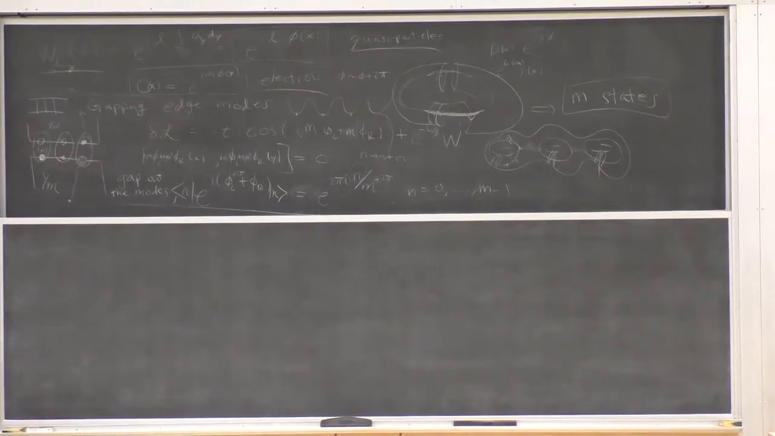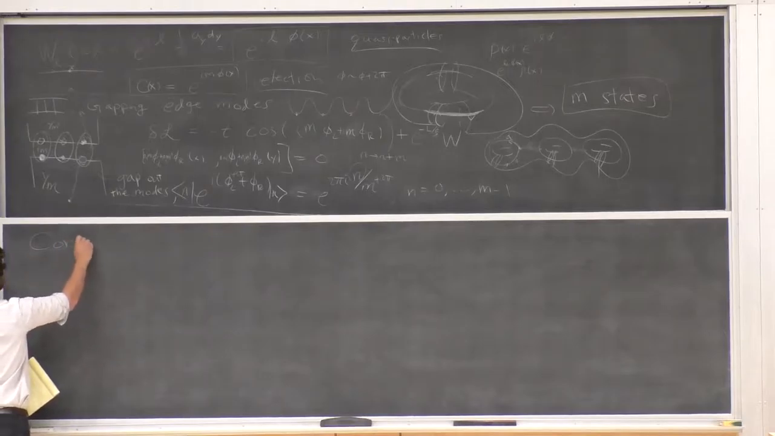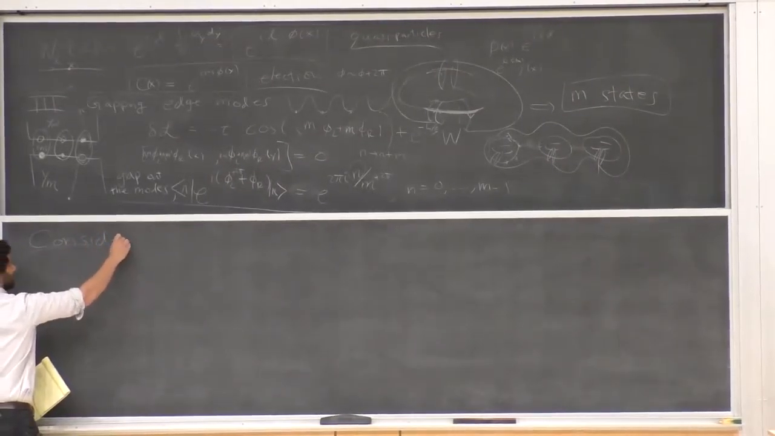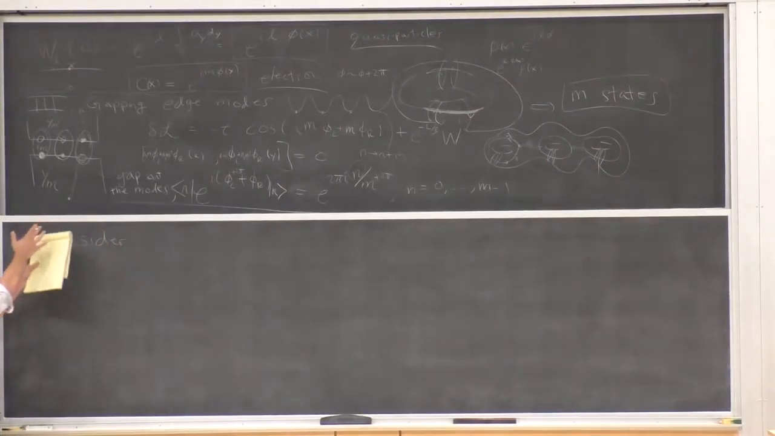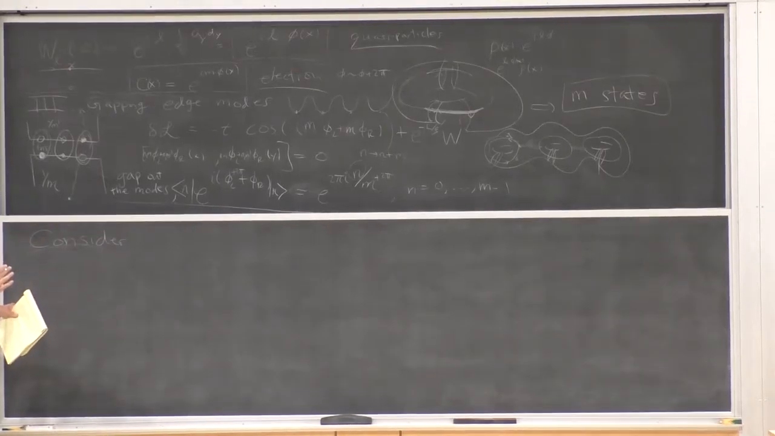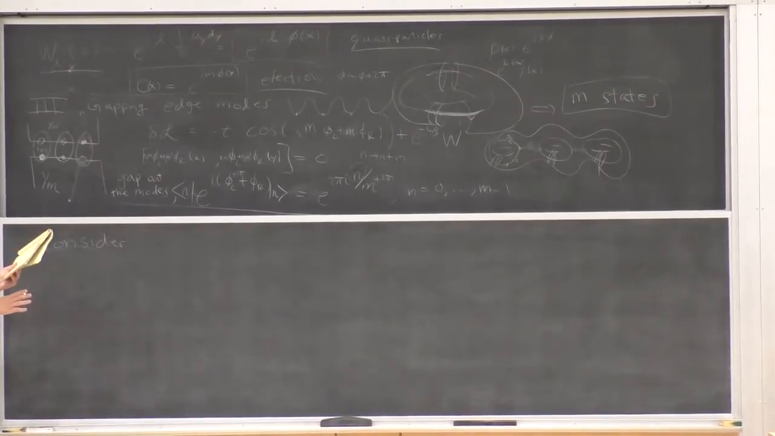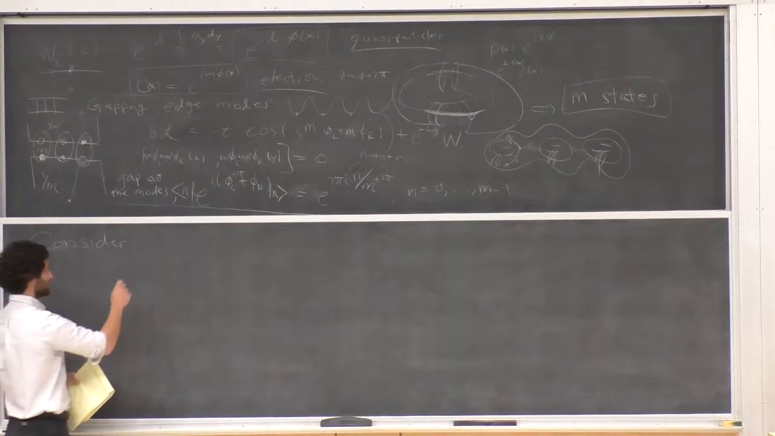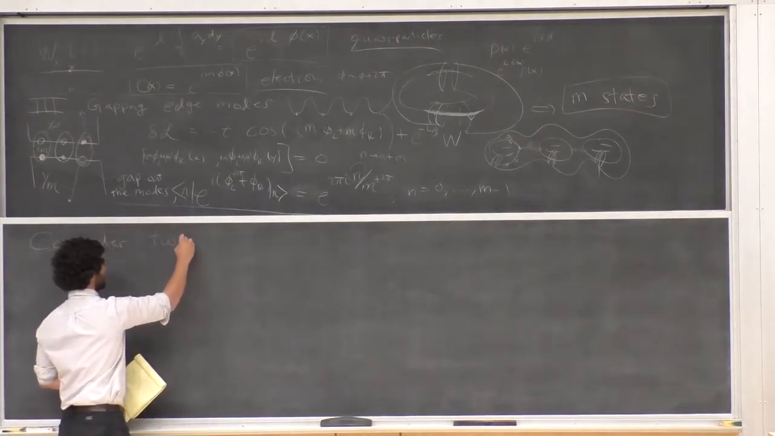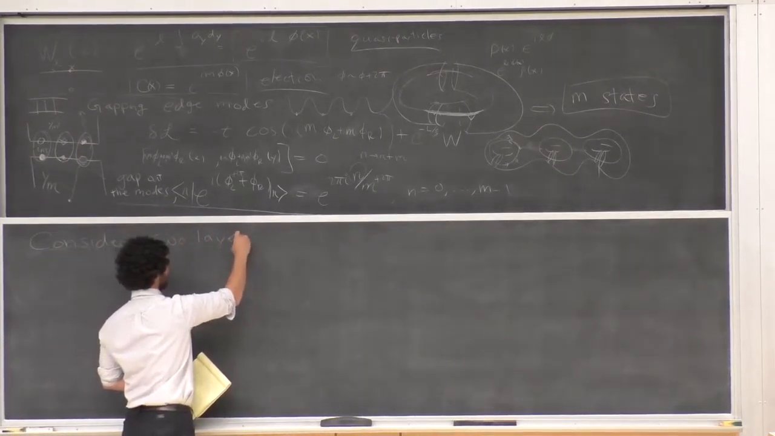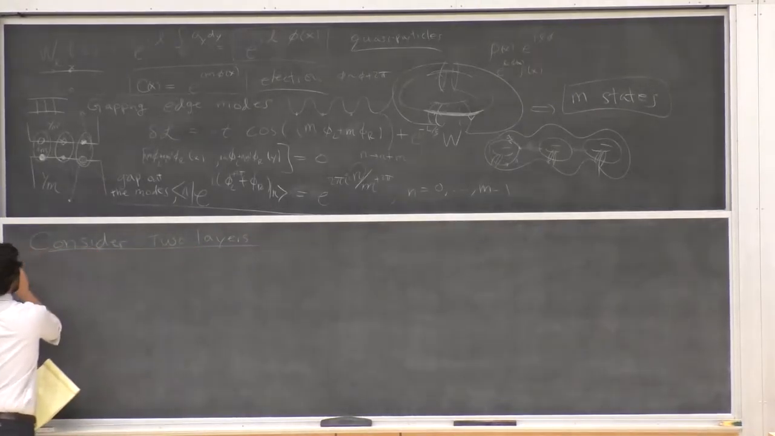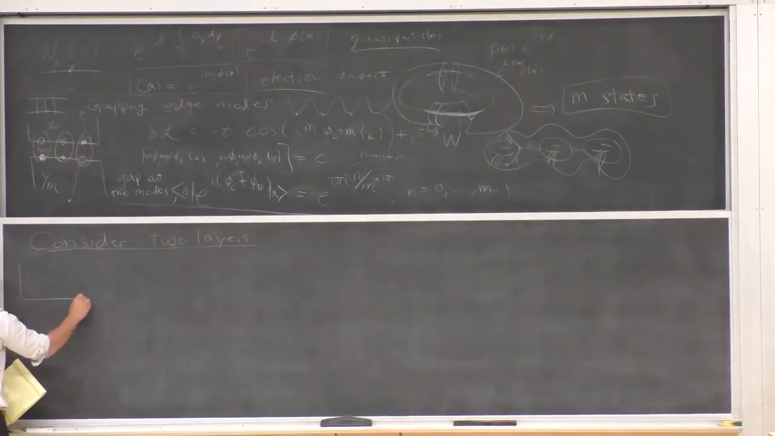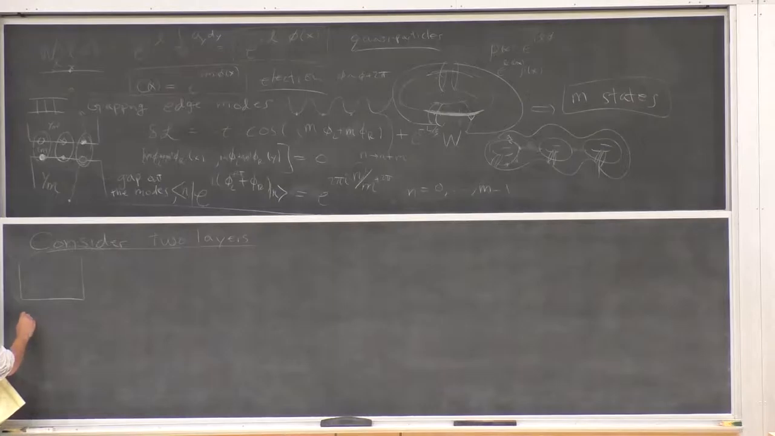Okay, so I'm just gonna continue. So now what I want to do is to consider, instead of considering a single layer of the 1 over m Laughlin state and putting them adjacent to each other, I'm gonna consider two layers of the 1 over m Laughlin state. Okay, so now I'm considering two layers, and then I'm putting this trench to separate them.